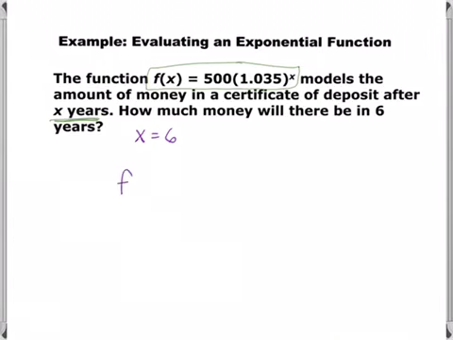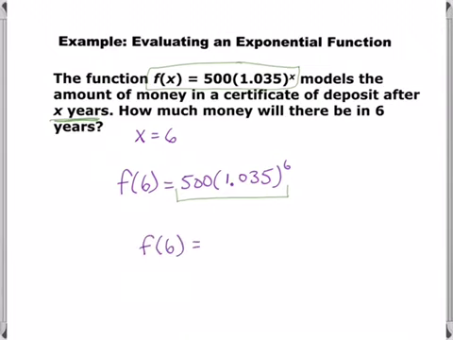So we're going to take f of 6 equals 500 times 1.035 to the 6th power. And it's this portion of the equation that we want to plug into our calculators. And we're going to find out that after 6 years, we should have $614.63 in our account.